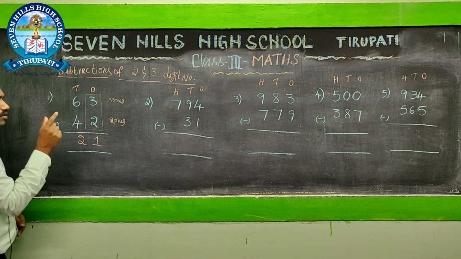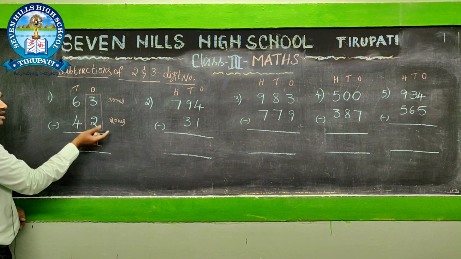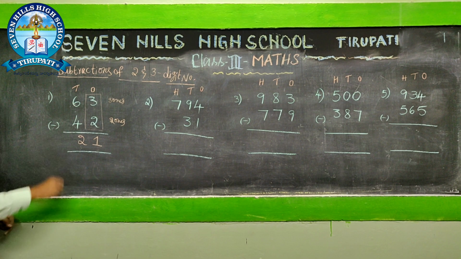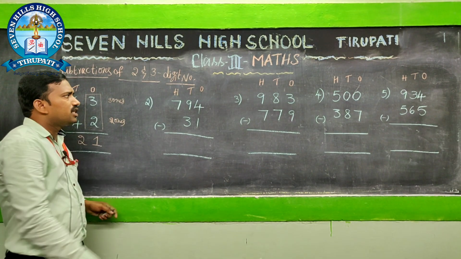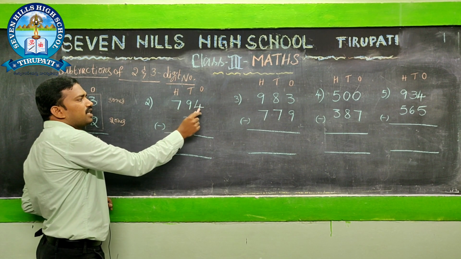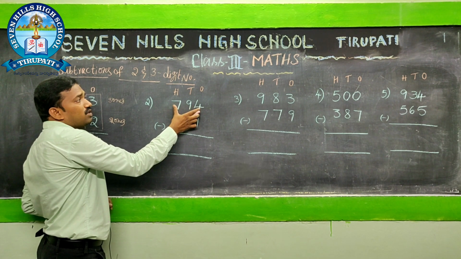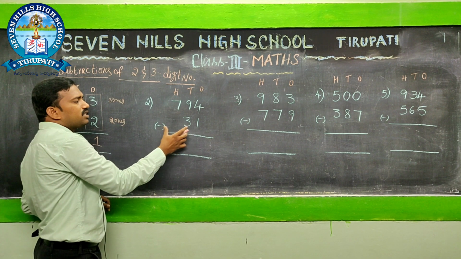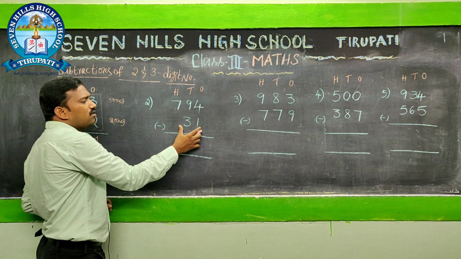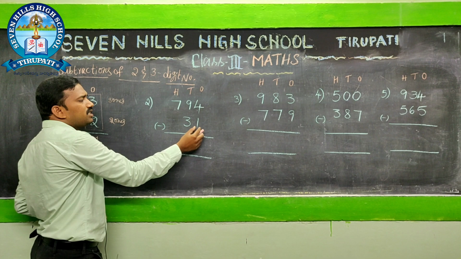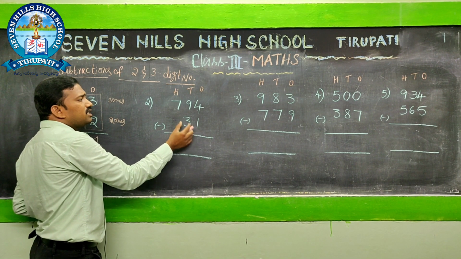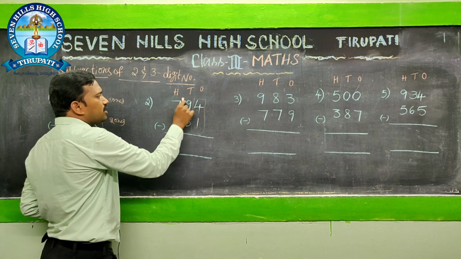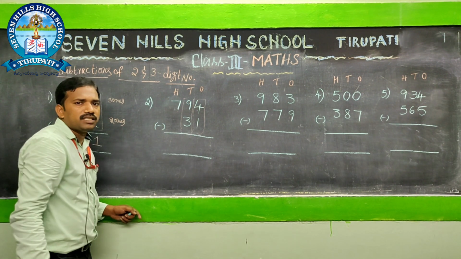First of all, you have to subtract the ones column. After that, you subtract the tens column. Understand? Now coming to this question, 794. In this number, we have 3 digits: ones place, tens place, hundreds place. Next, 31. You have 2 digits, one in the ones place and 3 in the tens place. You have to subtract the ones column, after that the tens column, after that the hundreds column.